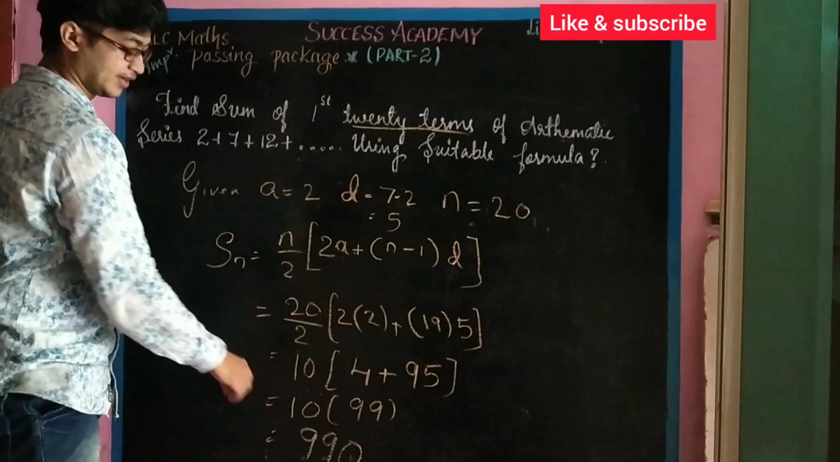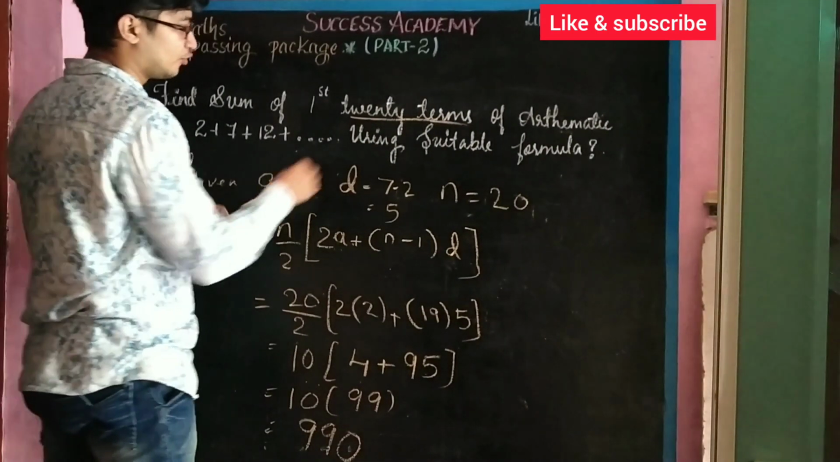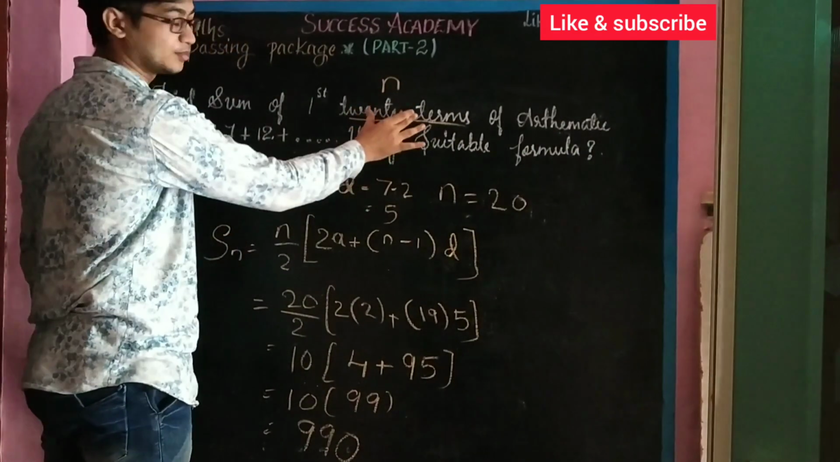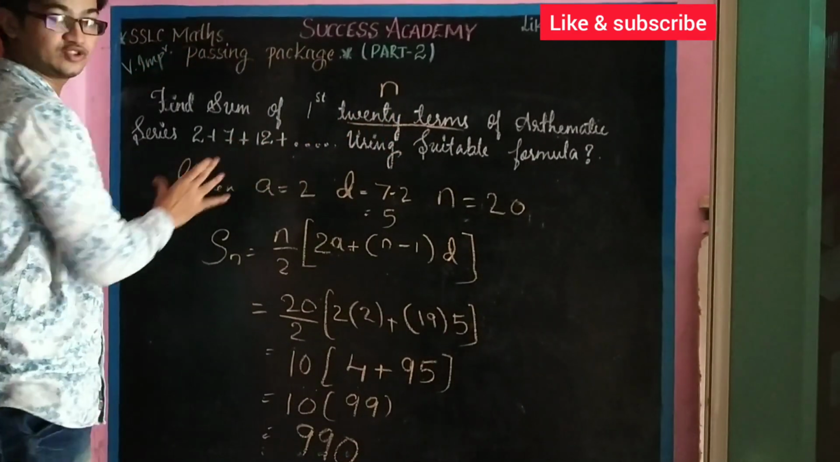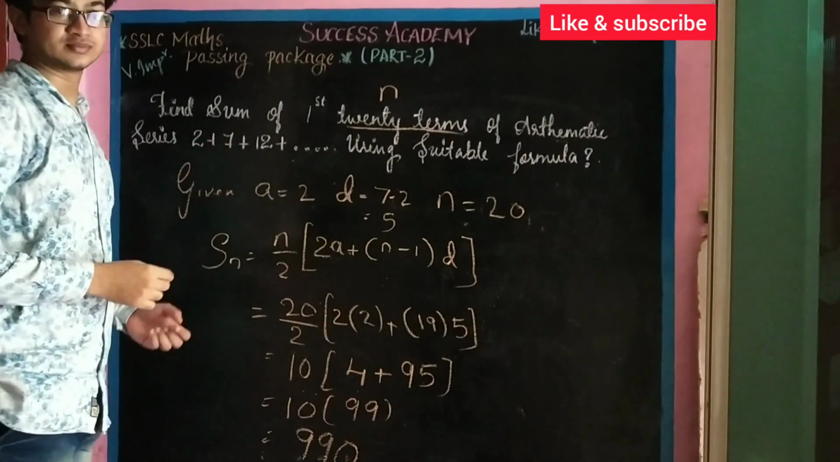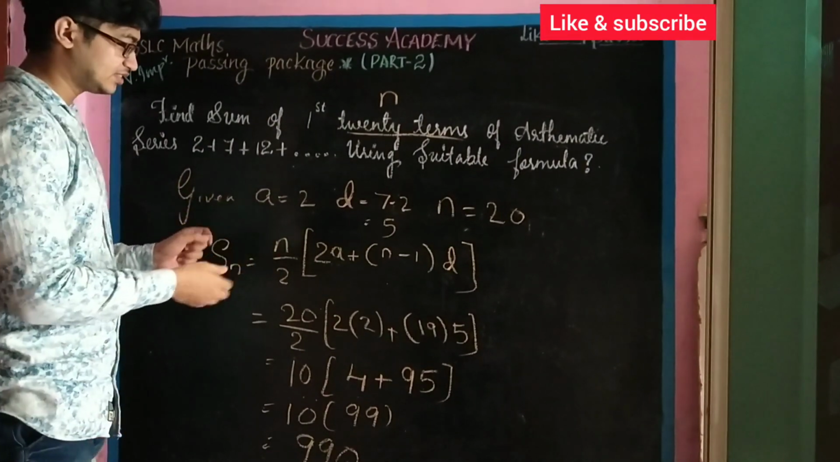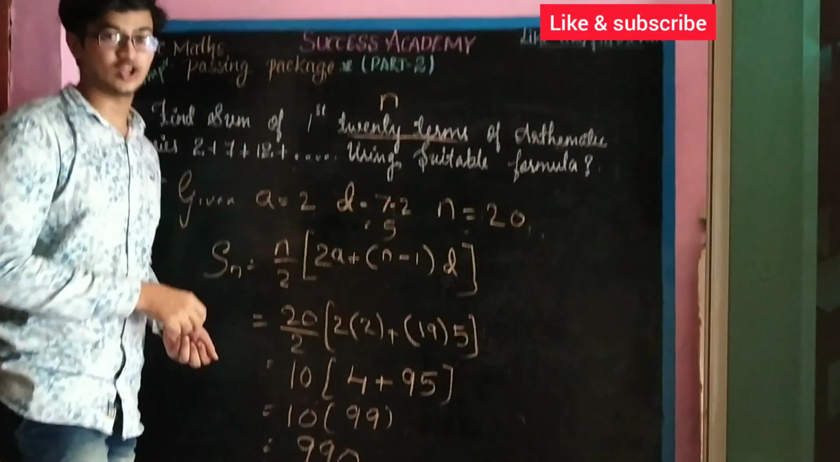Okay. The same type of question they will give. They will change only n. They will change it to 15 terms, 25 terms, 30 terms, and the series will be changed, like 3, 7, 12. Nothing else, there will be nothing more, friends. It will be easy. Just substitute the values and solve the problem.